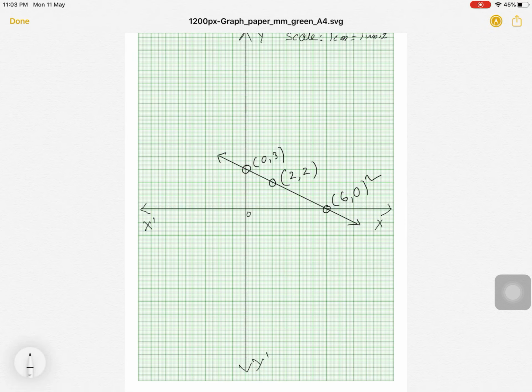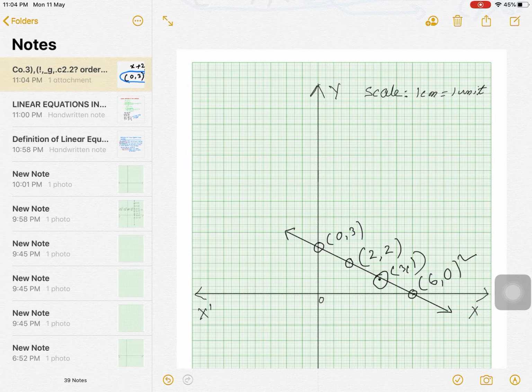Okay, so let me think of this point. This is also another solution. This is (3, 1), which is also a solution of this equation. Any point we take on this line will give us a solution of the equation. Now let us take another graph.